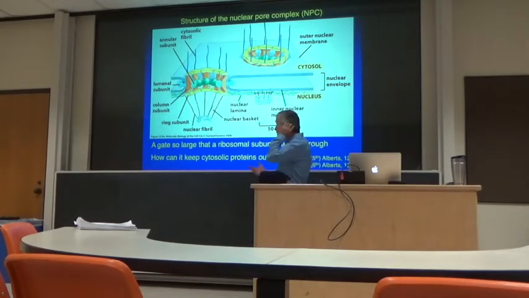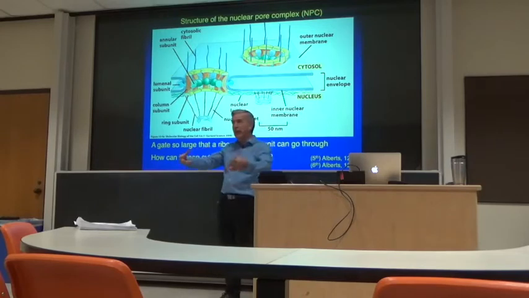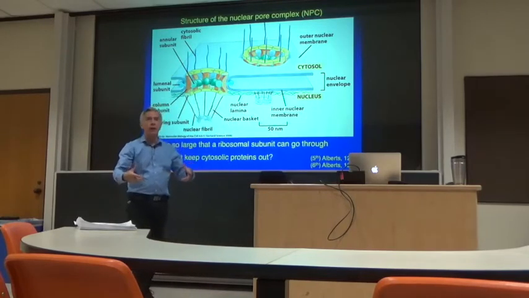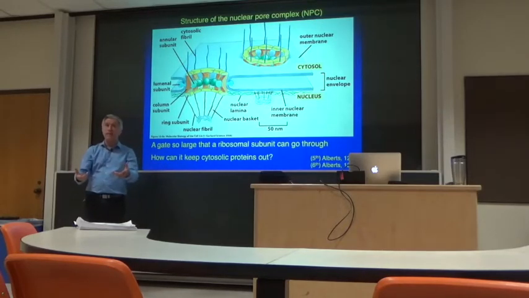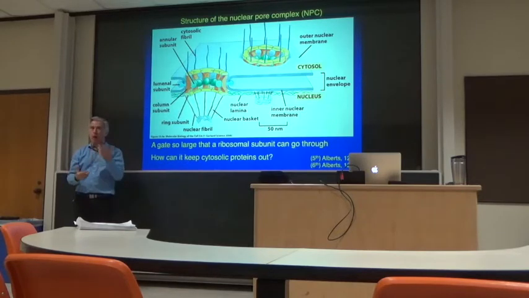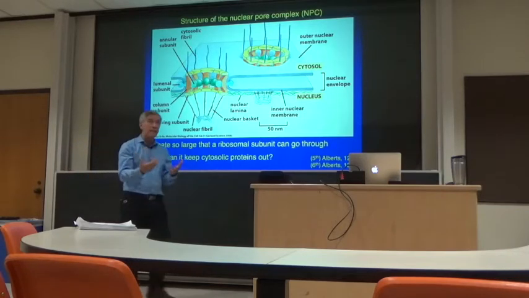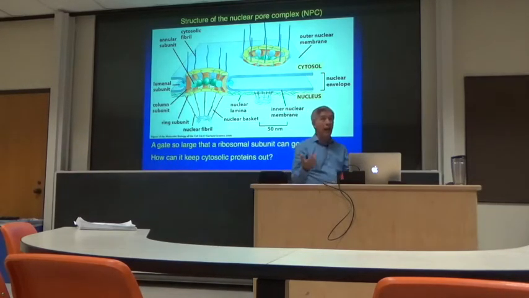So here's a conundrum though. We have this gigantic hole, so big that it allows big things to go across. Yet this hole is able to reject the transport of specific things that are much smaller than a ribosome. So how do you build a gate that can differentiate what can go across and what shouldn't go across? That's the goal for today, to try to understand how that works.